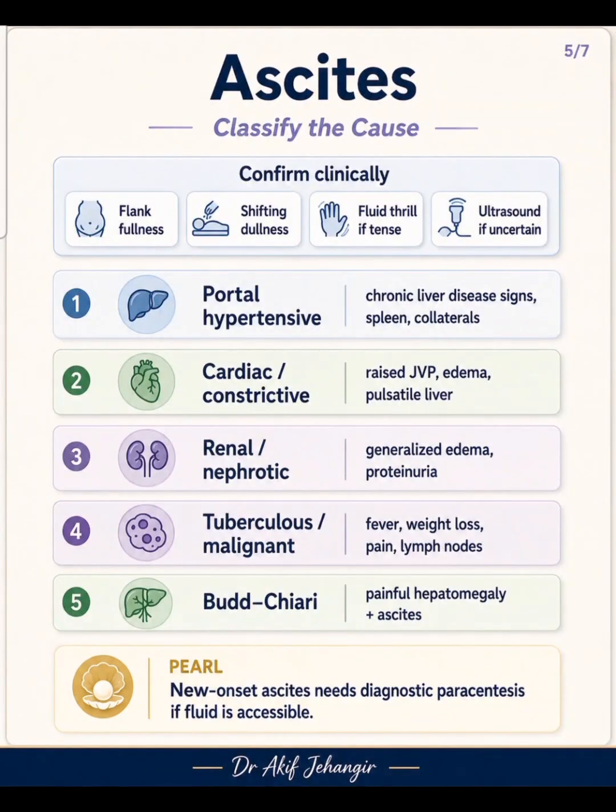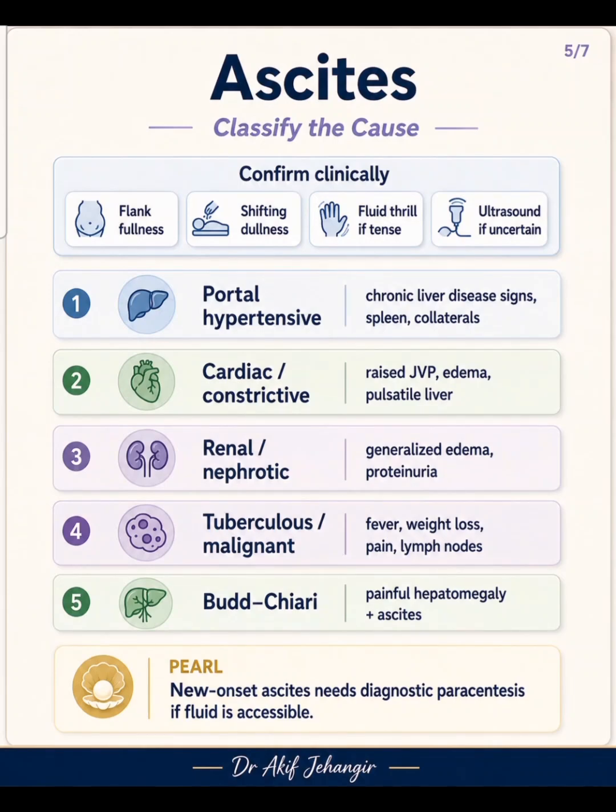When ascites is present, confirm it clinically with flank fullness, shifting dullness, and fluid thrill if tense. Use ultrasound if the finding is uncertain. Then classify the likely cause: portal hypertensive. Ascites is supported by chronic liver disease signs, splenomegaly, and collaterals. Cardiac or constrictive ascites is suggested by raised jugular venous pressure, edema, and a pulsatile liver.